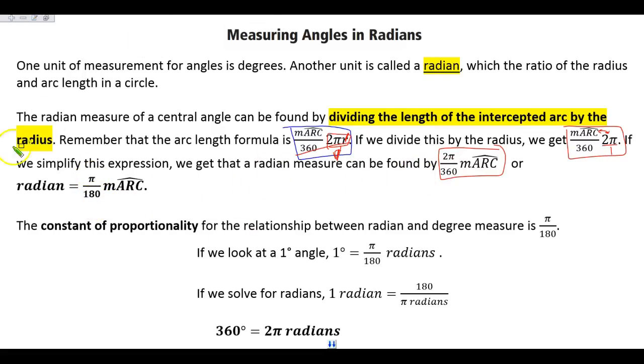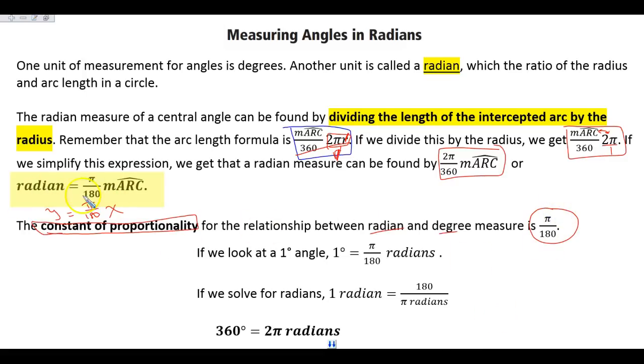This right here is what is important: our radian measure is going to be equal to pi over 180 times the degree of the arc. If I think about this in terms of a line, we could say that this is y equals pi over 180 x, if we call these our y and our x. If I were to graph this, that pi over 180 is your slope. Remember, the slope of your line is also called the constant of proportionality. So the constant of proportionality between a radian and a degree is pi over 180.